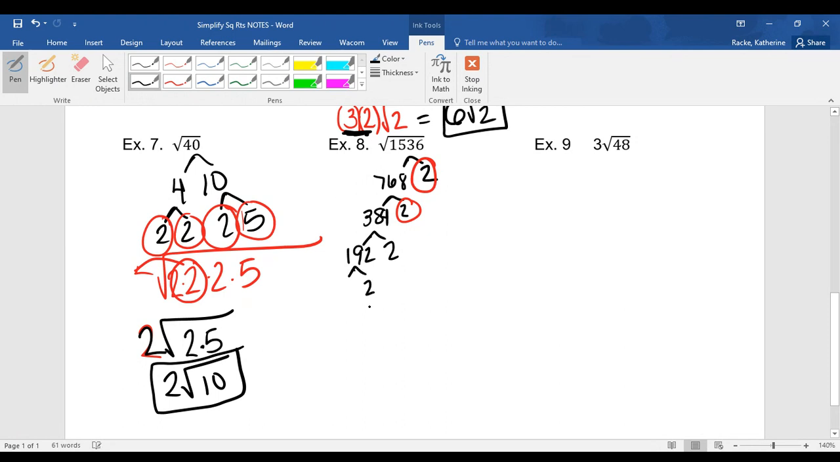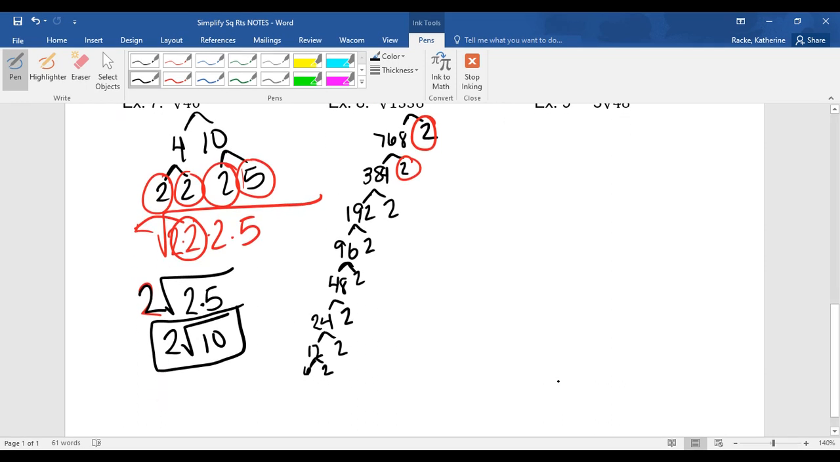192 divided by 2, even number again, gives me 96. Even, divide by 2, I get 48. 48 divided by 2 is 24. 24 divided by 2 is 12. 12 divided by 2 is 6. 6 divided by 2 is 3 times 2. And I will be done there because 3 and 2 are dead numbers. So all the numbers I am circling are going under the square root to see what I have left.